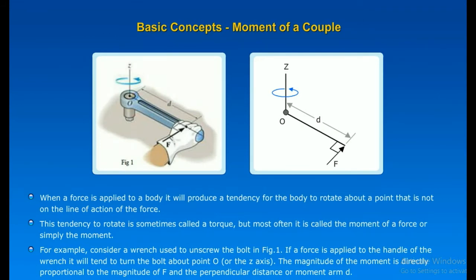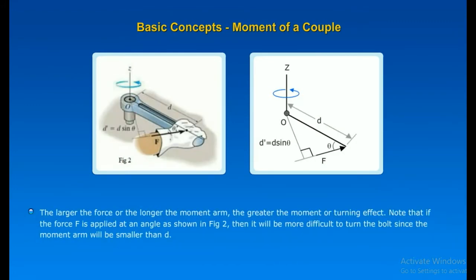If a force is applied to the handle of the wrench, it will tend to turn the bolt about point O or the z-axis. The magnitude of the moment is directly proportional to the magnitude of F and the perpendicular distance or moment arm d. The larger the force or the longer the moment arm, the greater the moment or turning effect.